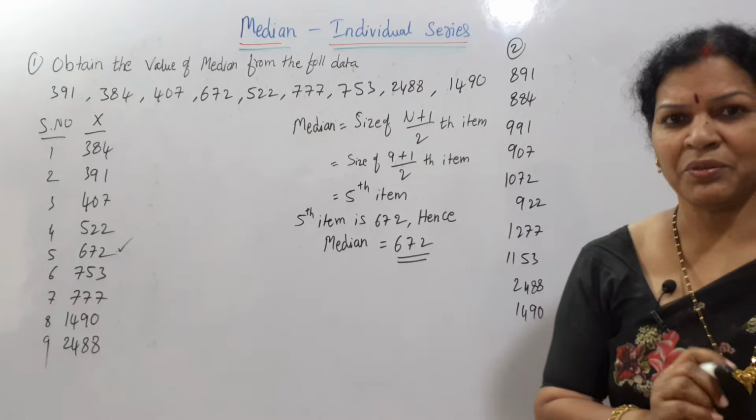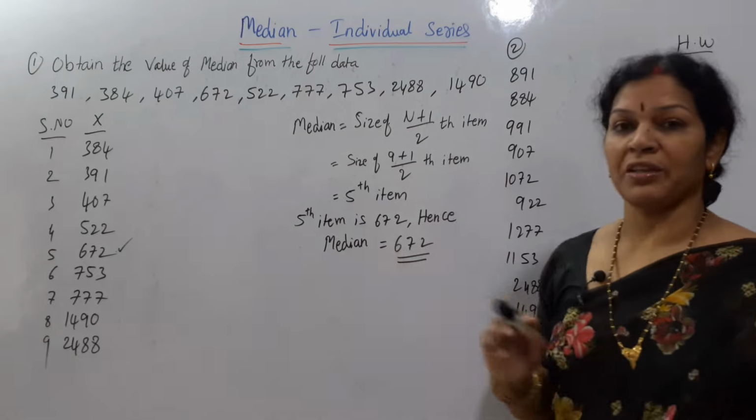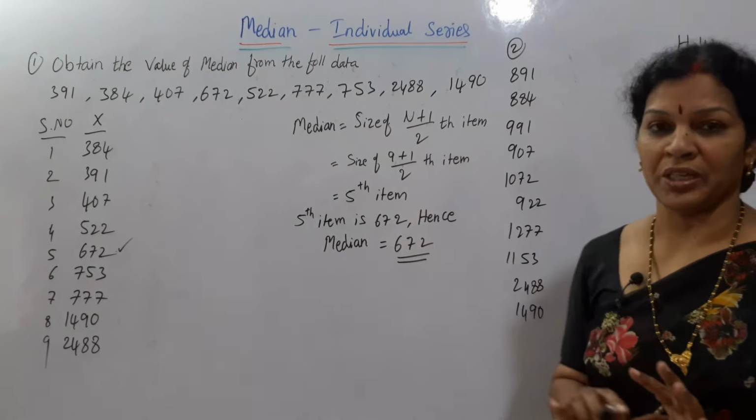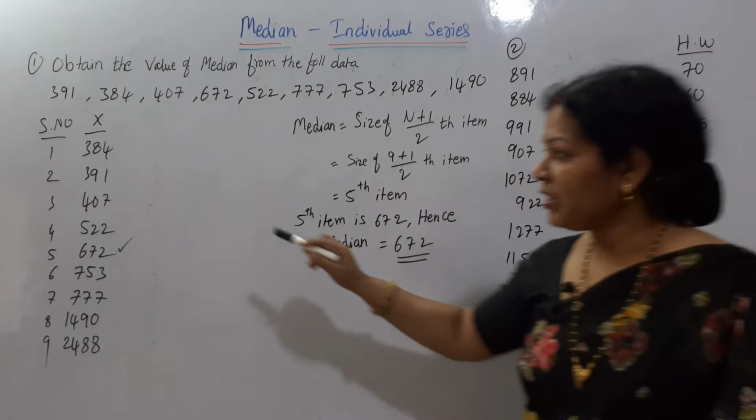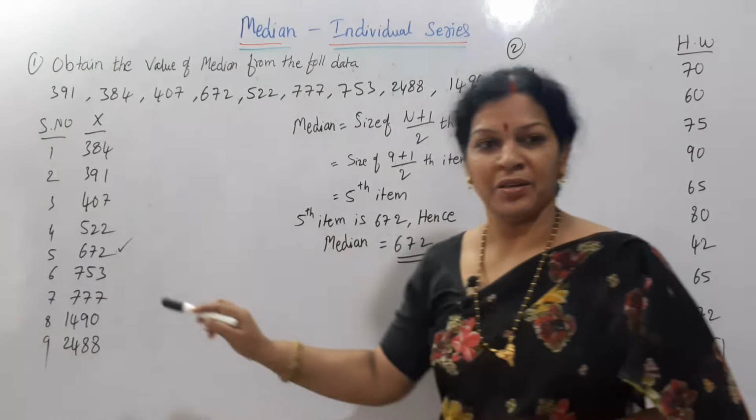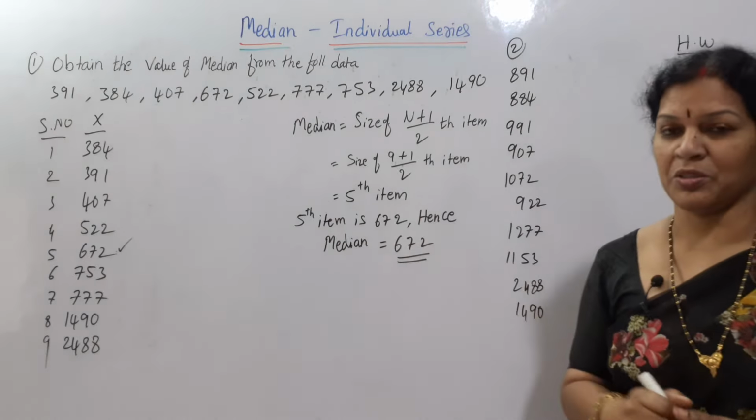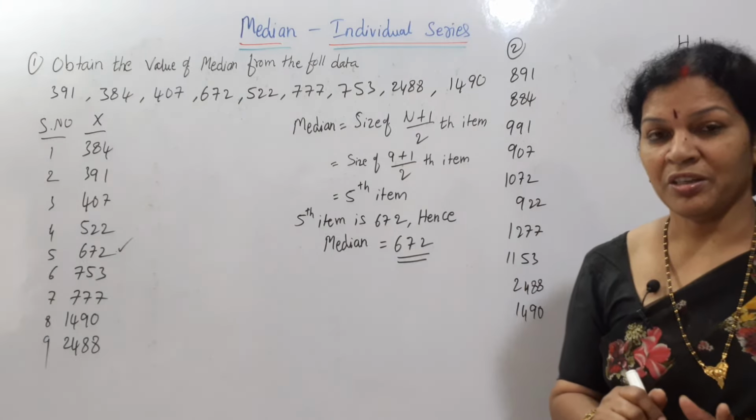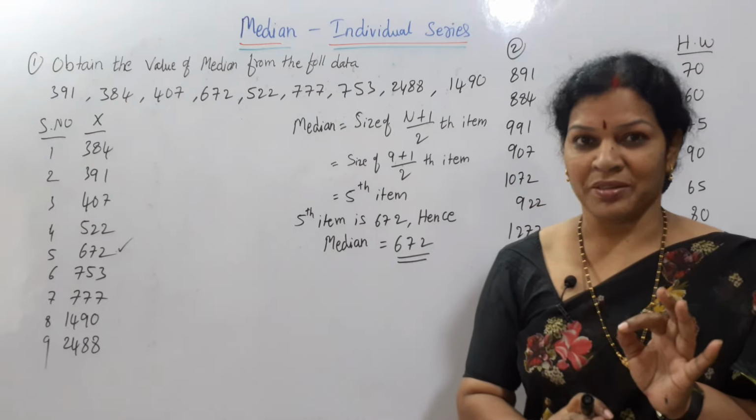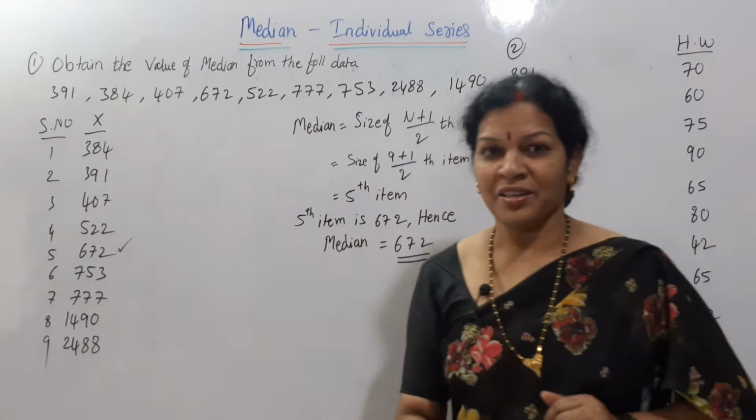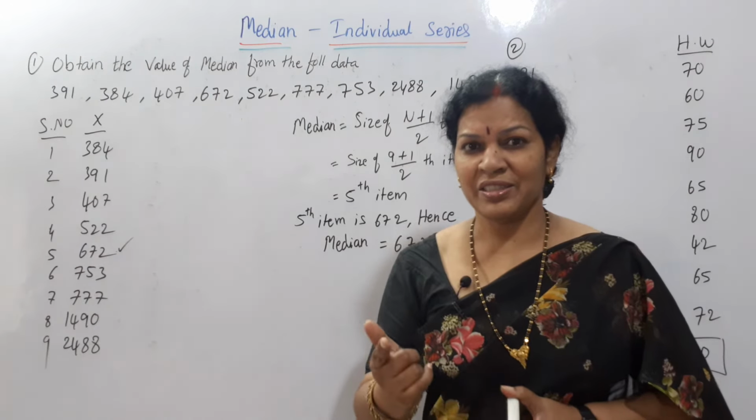Am I clear? What we have done? Simply arranged this data in ascending order, then applied the formula size of (n plus 1) by 2th item. So, n is here 9, 9 plus 1 by 2 means fifth item. What is this fifth item? Fifth item is this one. So, we have written a sentence, fifth item is 672, hence median is 672. Okay? Are you clear? This is median when data is given in odd number, 9 numbers. When data is given in even number, then how do we calculate? We will see the second problem also.